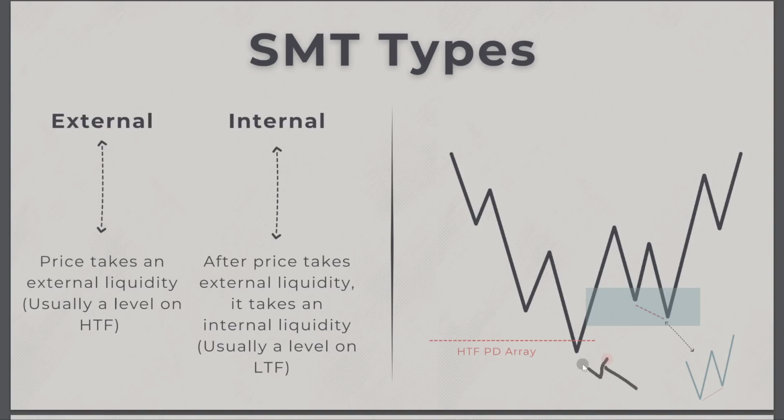So now we have the external liquidity, and that could be a model by itself, right? So you could trade this if you have understanding of PD arrays. You pick one, you look for two SMTs, one external and one internal. That's valid and that's actually a high probability trading model, right?